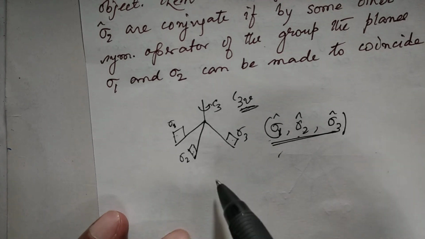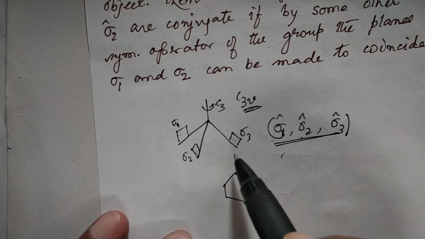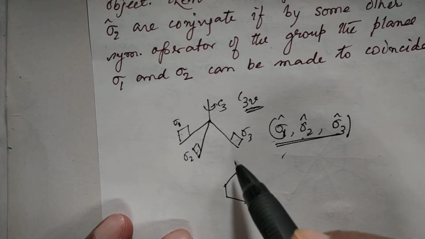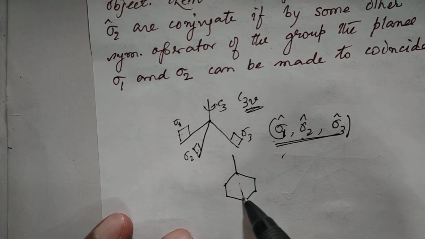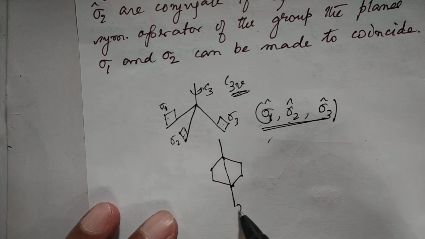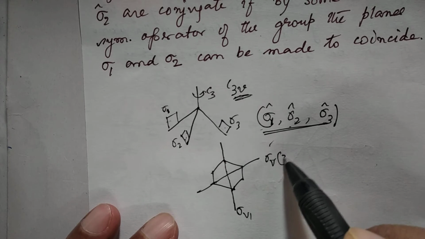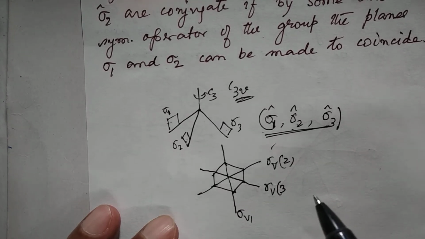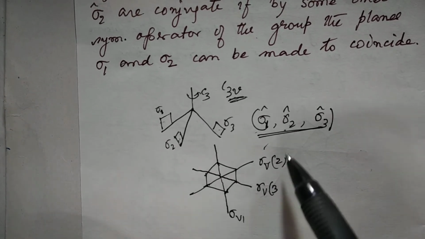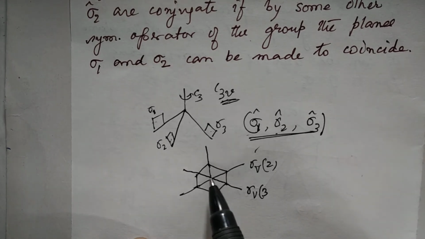Similarly, you can consider the benzene molecule. In the benzene molecule, there are two types of reflections. For example, this is one reflection plane, sigma V1, this is sigma V2, and this is sigma V3. These three planes are conjugate because there is a six-fold rotation axis perpendicular to this plane.